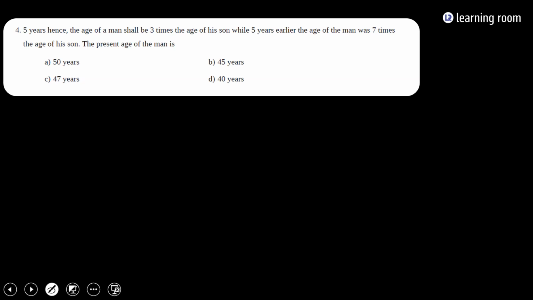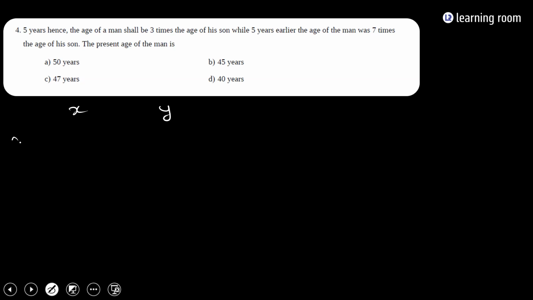Do this one. Five years hence means later, 6 plus 5. So how many people are there? How to frame the equations? Look at the number of subjects. How many subjects are there in this problem? Man and his son.